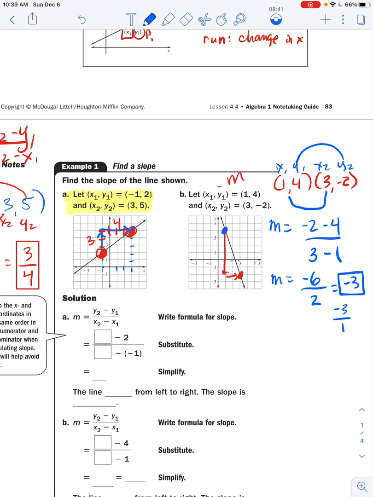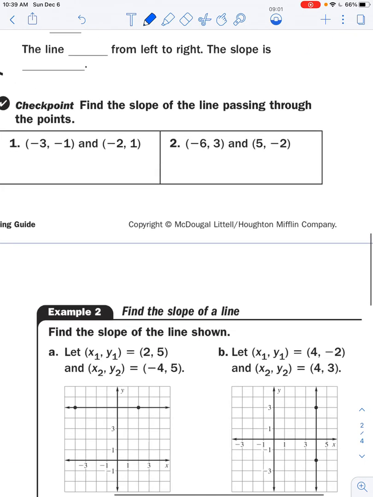So if you started at point 1 like we have to do and counted down 1, 2, 3, and I'm going down because it's negative, and then over 1, you should land on the line. Down 1, 2, 3, over 1. So negative 3 is indeed my slope. All right, let's do a couple practice problems.